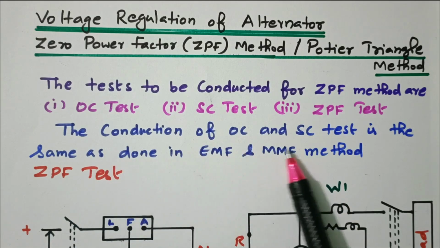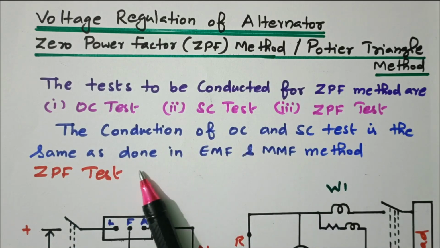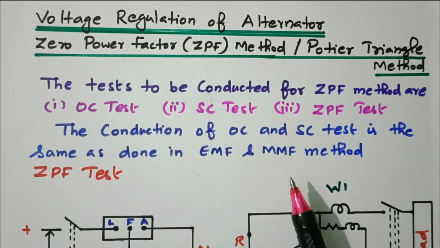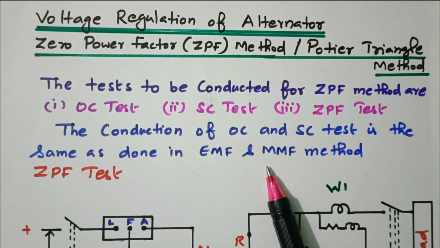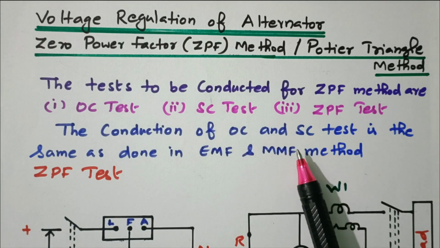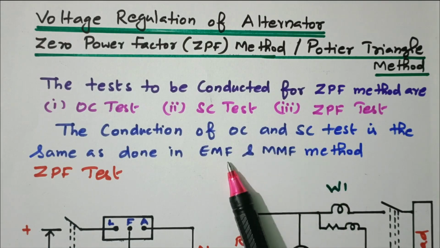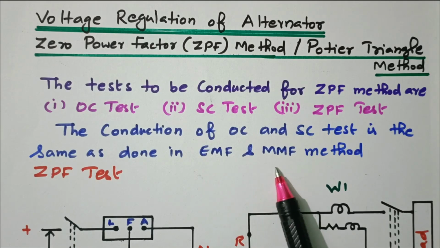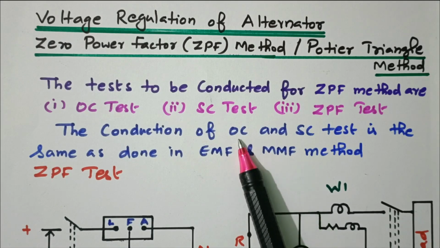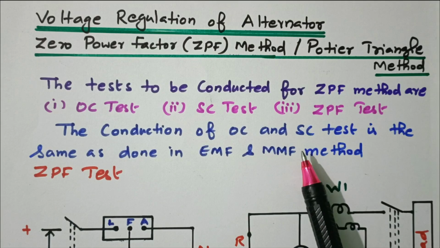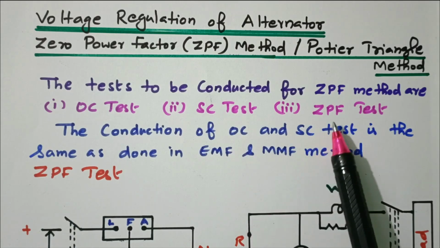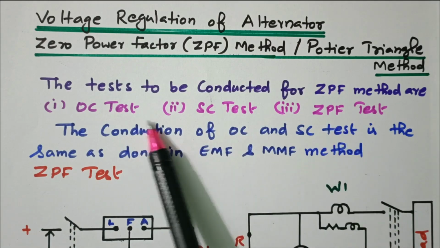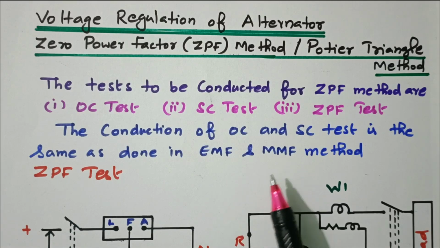The conduction of OC and SC tests is the same as done in the EMF and MMF method. So from the MMF and EMF method we can get the OC and SC test readings. Separate videos are available for the EMF method and MMF method, on how to draw the OC curve and the SC curve, and how to conduct the OC test and SC test and draw the curves. Now we'll see the ZPF test. These two tests can be taken from the EMF and MMF method.